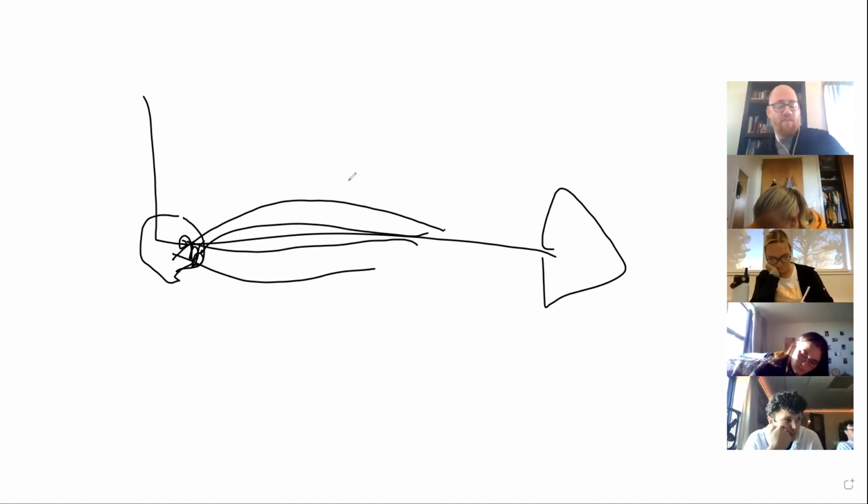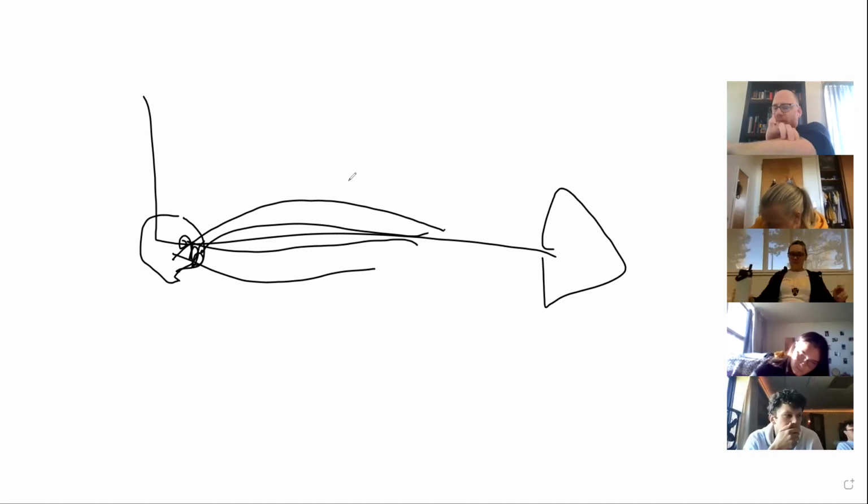Also not uncommon for them to be very tender at the attachment site, at the lateral epicondyle, and then even distally along the lateral aspect of the ulna as well, right here. Not uncommon.